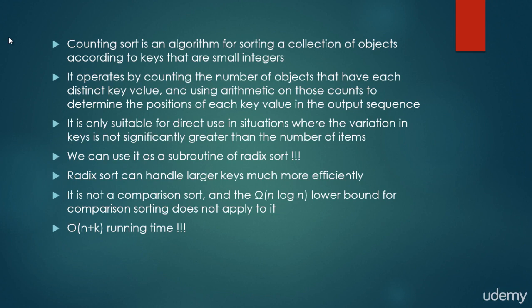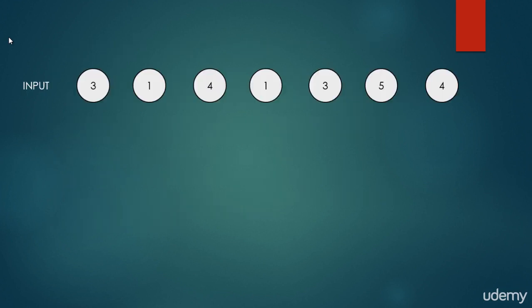And it has an O(n + k) running time, where n denotes the number of items you want to sort and k is equal to the number of buckets. What is the number of buckets? I'm going to talk about it later.